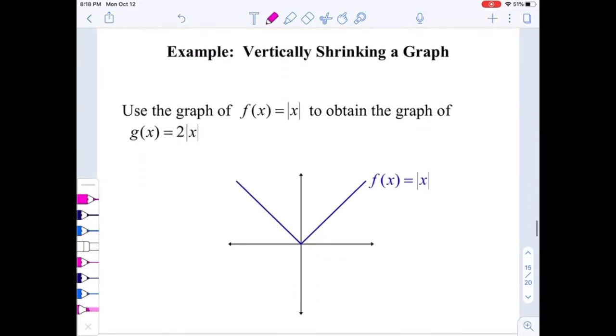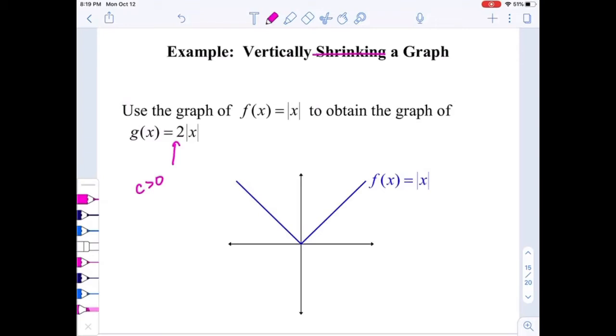So for example, it has a vertical shrink of a graph. It says use the graph of f of x equals the absolute value of x to obtain the graph of g of x equals 2 times the absolute value of x. So if we have this 2 in the front, that's a c value greater than 0. And although it says vertically shrinking, I think we're not really shrinking. I think we're stretching in this case.